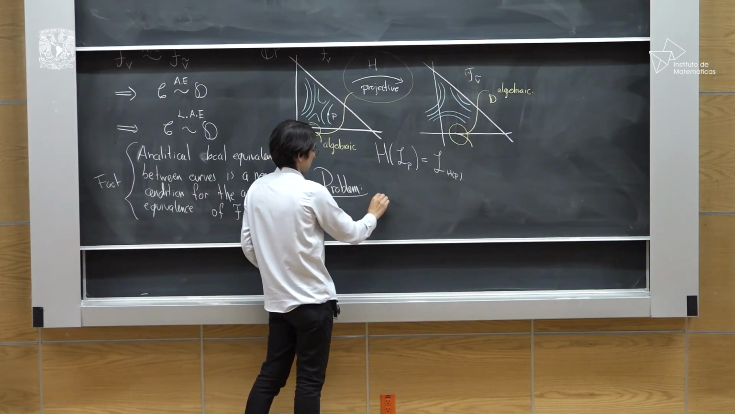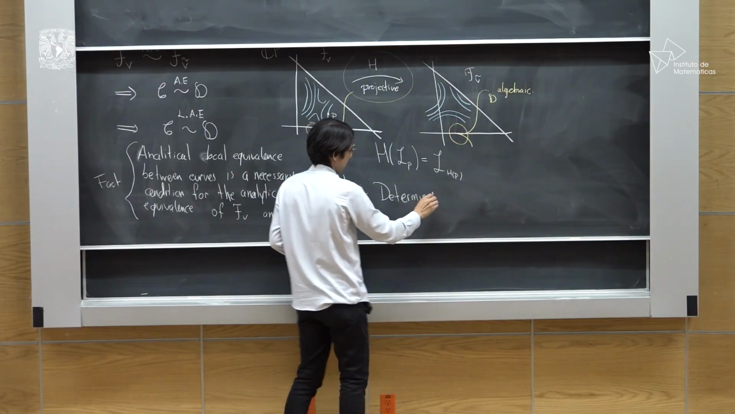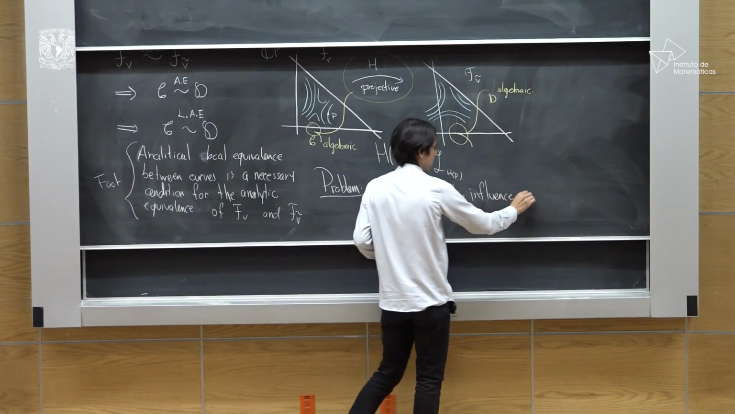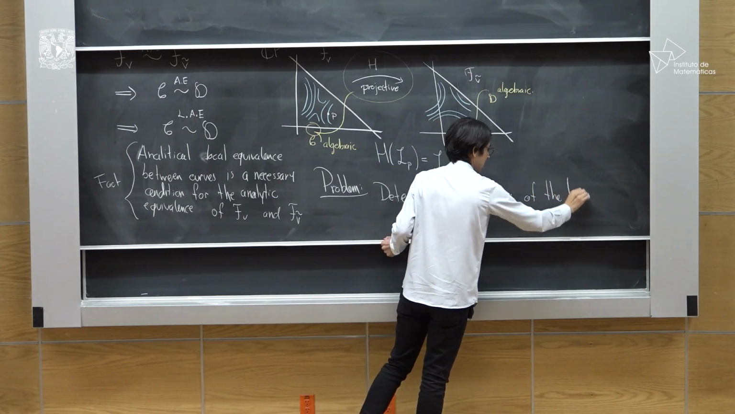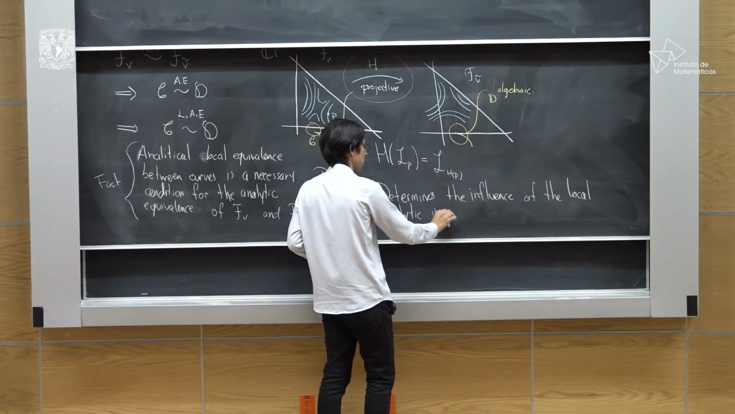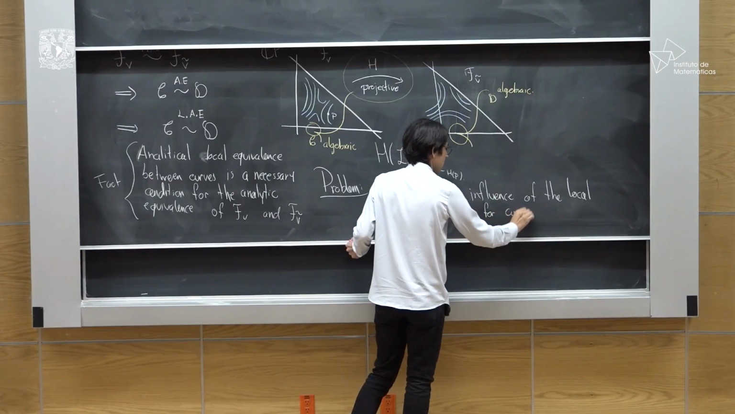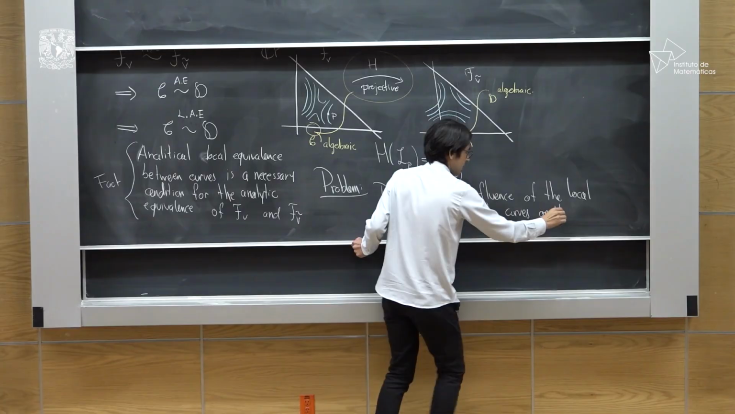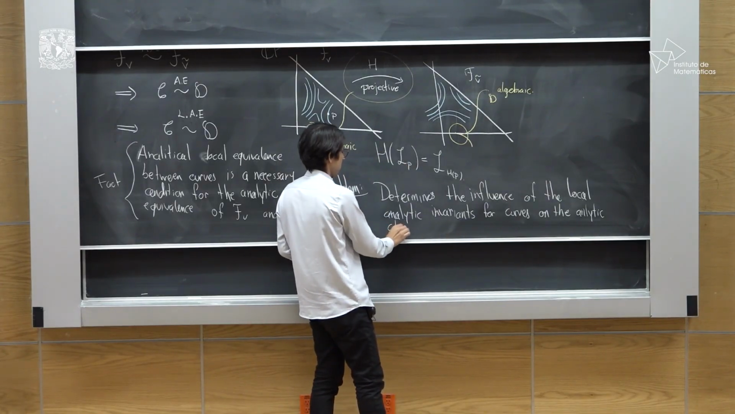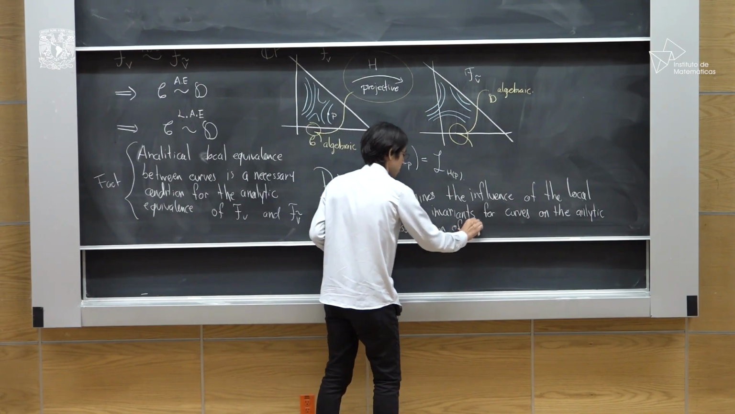That is, determine the influence of the local analytic invariance for curves on the analytic classification of foliations.